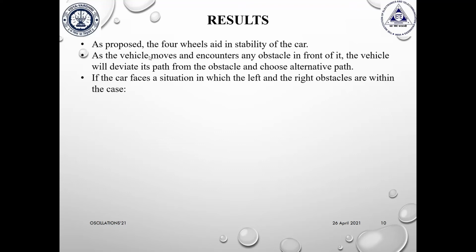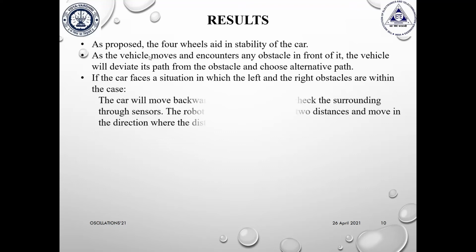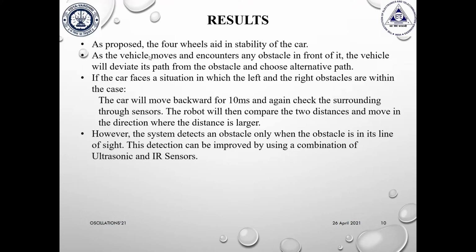If the car encounters a situation where left and right obstacles are at the same distance, then the car will move backwards for 10 milliseconds, and then the sensor will sense the surroundings, and if the obstacles are very close to it, then it will take a sharp turn and move in the direction where the distance of the obstacle is more. Here the obstacle is only detected when it is in the line of sight of the sensor. To overcome this, we can use the combination of ultrasonic sensor and IR sensor.